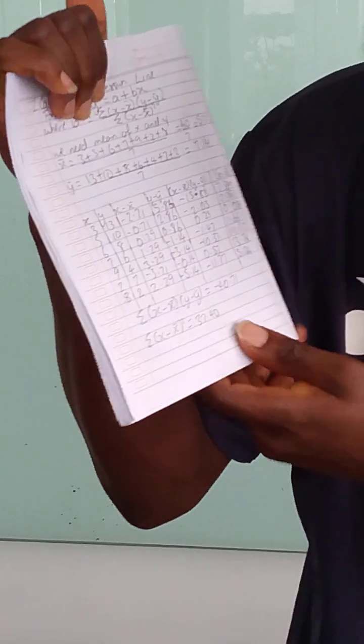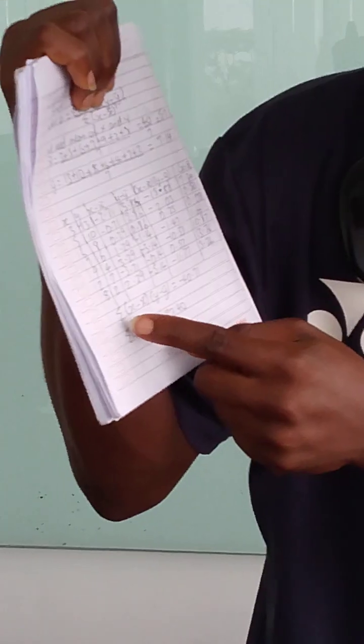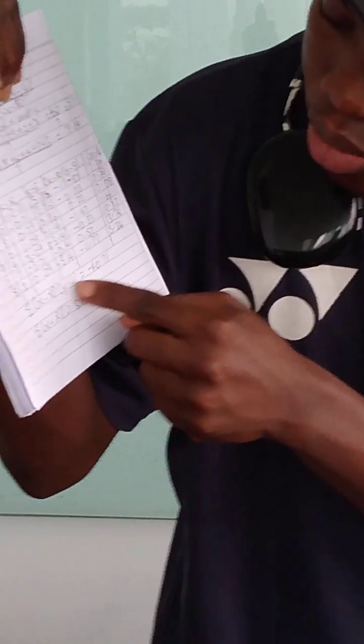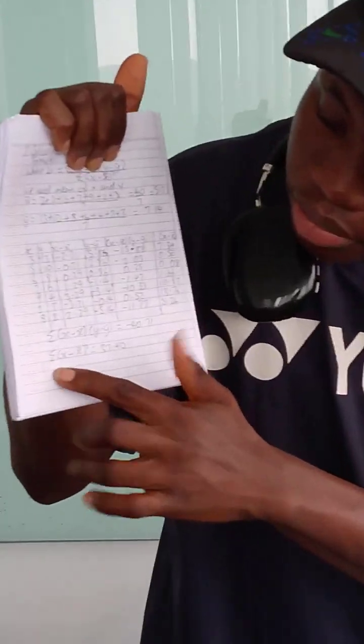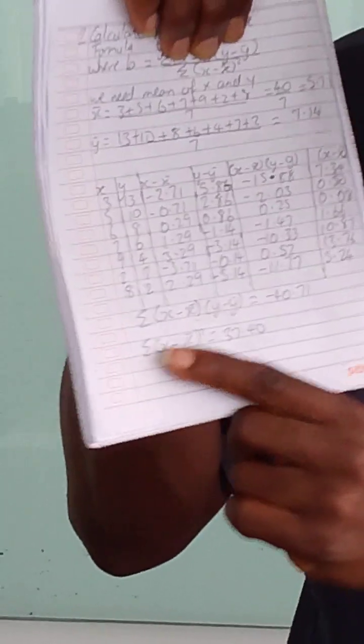Now we created the scatter plot table, and we have found our values. The summation of x minus x bar times y minus y bar is minus 40.71, as these values are in this table. For the summation of x minus x bar squared, we got 39.40.